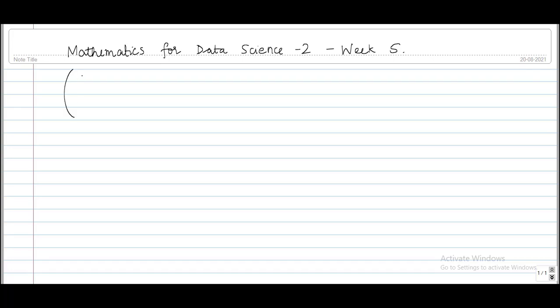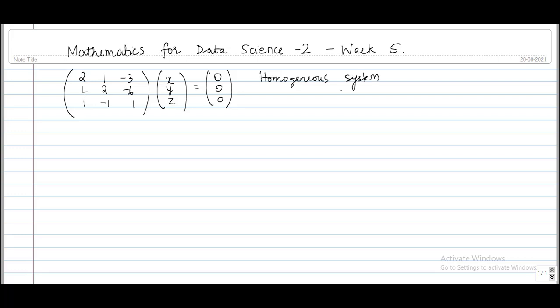So the system is [2, 1, -3; 4, 2, -6; 1, -1, 1] into x, y, z. We need to find the values for x, y and z such that this system is equal to 0, 0, 0. So this is a homogeneous system. It's homogeneous because the right hand side is equal to 0. So you have a system of the form Ax is equal to 0. Now let's find out what are the values of x, y, z that satisfy these equations.